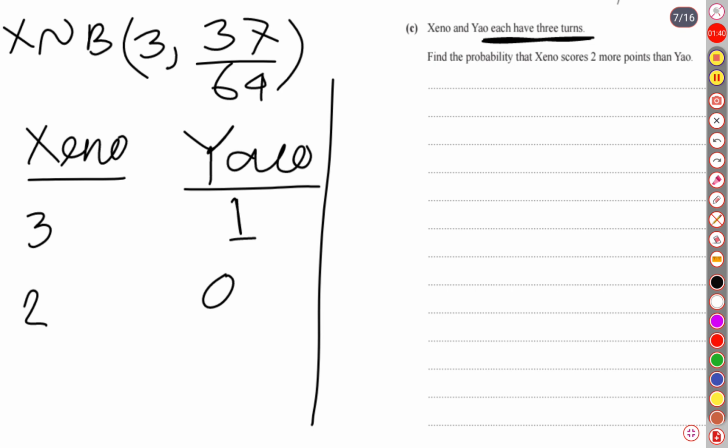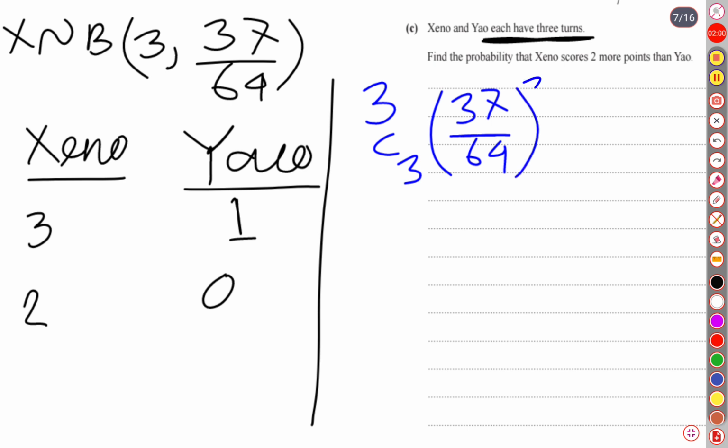If Zeno succeeded three times, we have already decided this is a binomial distribution. So for Zeno, out of three, three choose three. All three times he succeeded, and the probability of success is 37 over 64. Then how many times did he fail? He failed zero times, which is 27 over 64 to the power of zero. Well, this is for Zeno. As they are playing the game together, there will be multiplication.